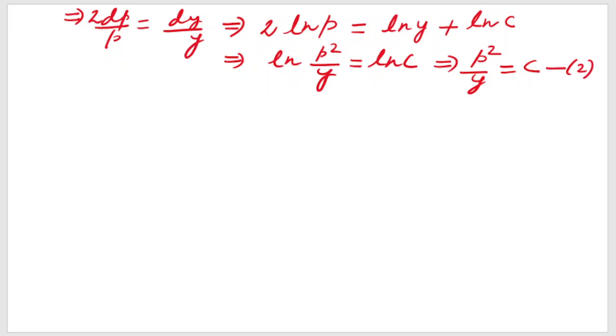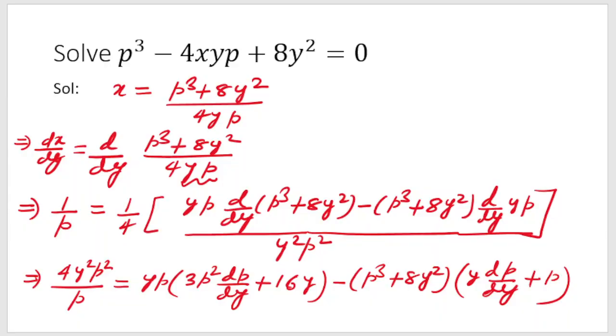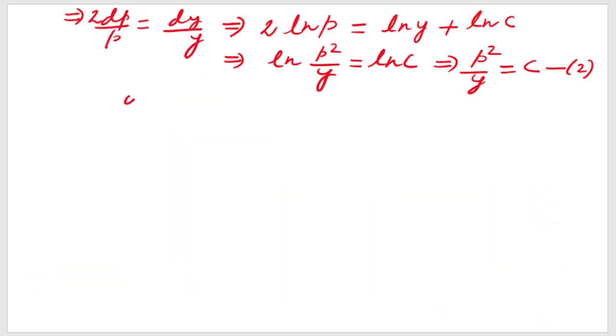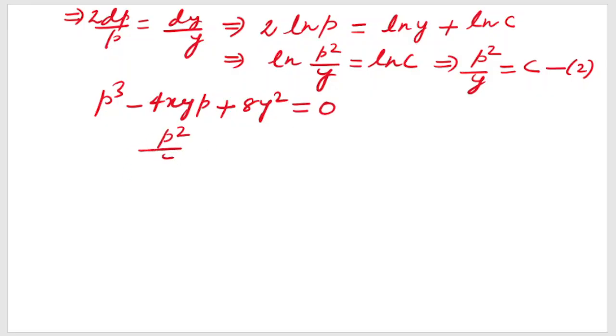Now what is the equation number 1? Equation number 1 is p cube minus 4xyp plus 8y square is equal to 0. Let me write p cube, sorry, it is not y cube, it is p cube. And equation number 2 I have got is p square by y is equal to c. So can we eliminate p from this? If we try, we can eliminate.